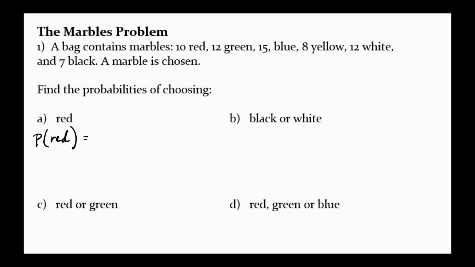So what is the probability of reaching in there and randomly picking out a marble? What's the probability of me pulling out a red? Definitely 10, because there's only 10 red in there. What are the total number of outcomes? What are the total number of things that could happen if I pull out a marble? 64? Okay. Always reduce your fractions if you can. So 5 out of 32.